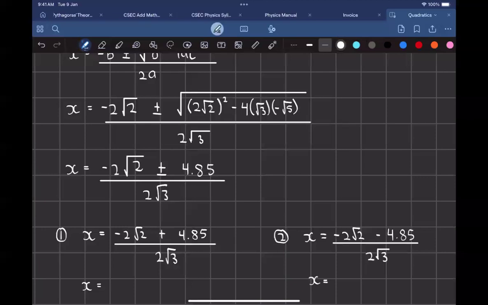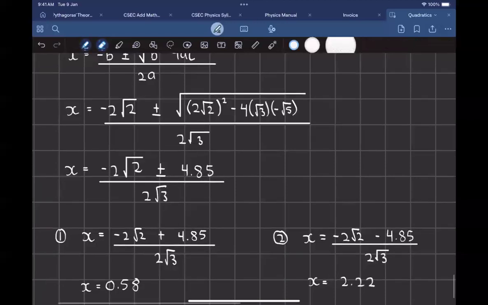Aliyah, did you get an answer for the first solution? I got 2 answers. Lovely. The first one, the positive one, will be 0.58, and for the second one, it will be minus 2.22.